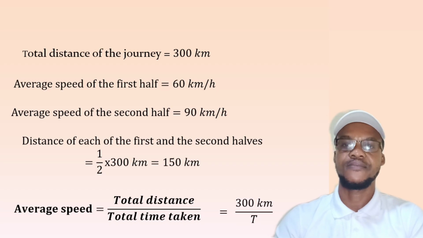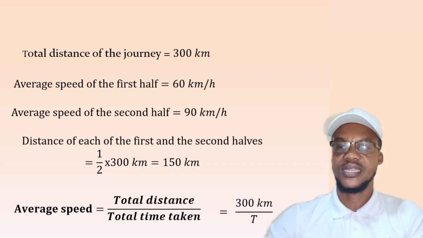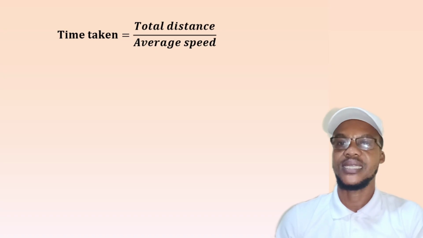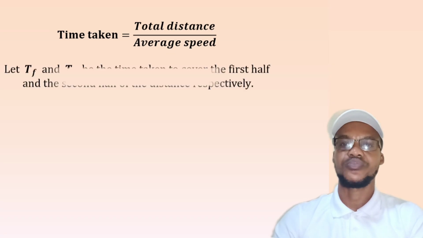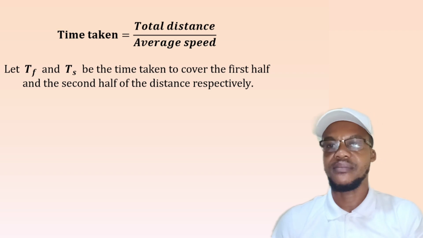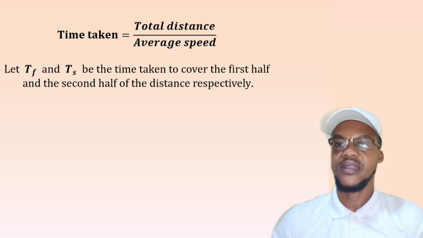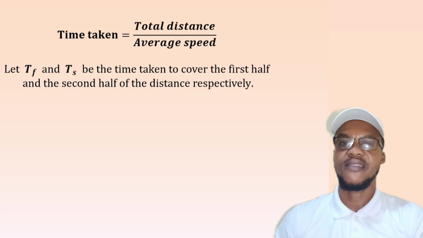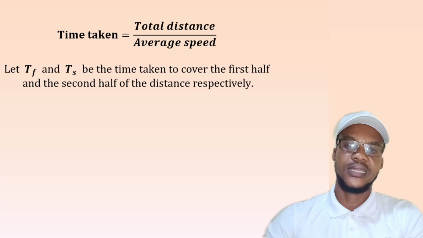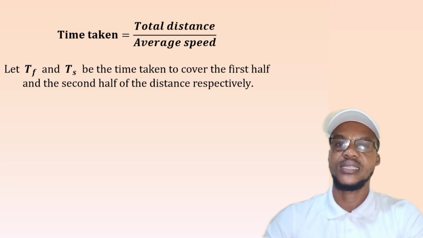If that's the case, because we are saying 300 kilometers divided by time, we don't know time, and that is our t. Then we can say that time taken is total distance divided by average speed. So that's good. Then I will let t subscript f and t subscript s be my time taken, which cover the first half and the second half respectively.